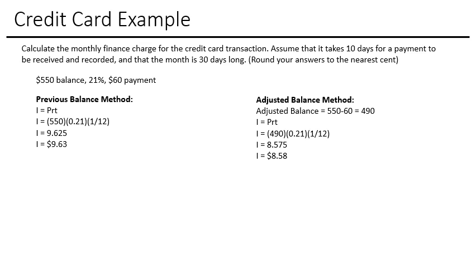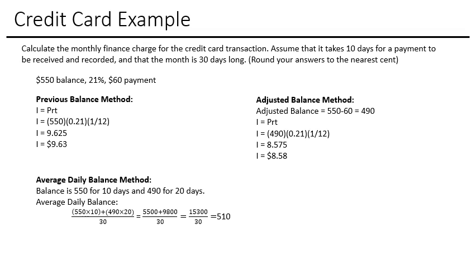Okay, now the third way is actually called the average daily balance method. This takes this information into consideration, that it takes 10 days for a payment to be received and recorded, and that your month is 30 days long. So what this is going to do is that you have a balance of $550 for 10 days, and then your balance is $490 for 20 days, and you want to find the average daily balance. Now this daily is going to be important for you to remember, because this makes this method very different.